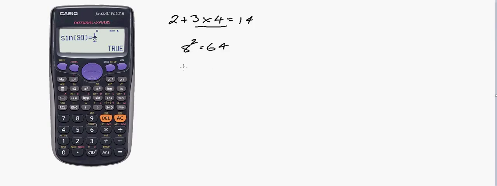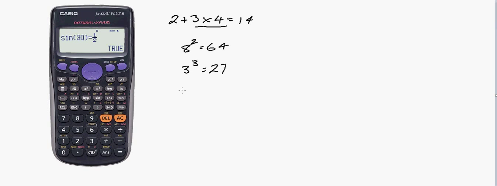Now, for example, if you've got 3 cubed, obviously this button isn't any good to us because it's x squared. But if you look up here, we have a cubed button. So the same as we did before, we press 3, then x cubed, and in your display up here it will give you 3 cubed. You hit equals, and that will give you 27, because 3 cubed is 3 times 3 times 3.